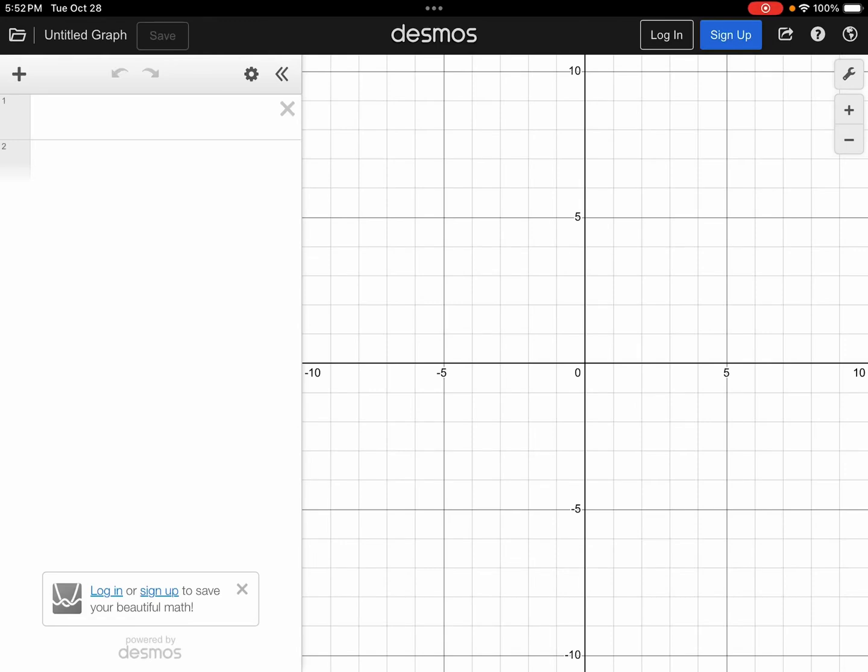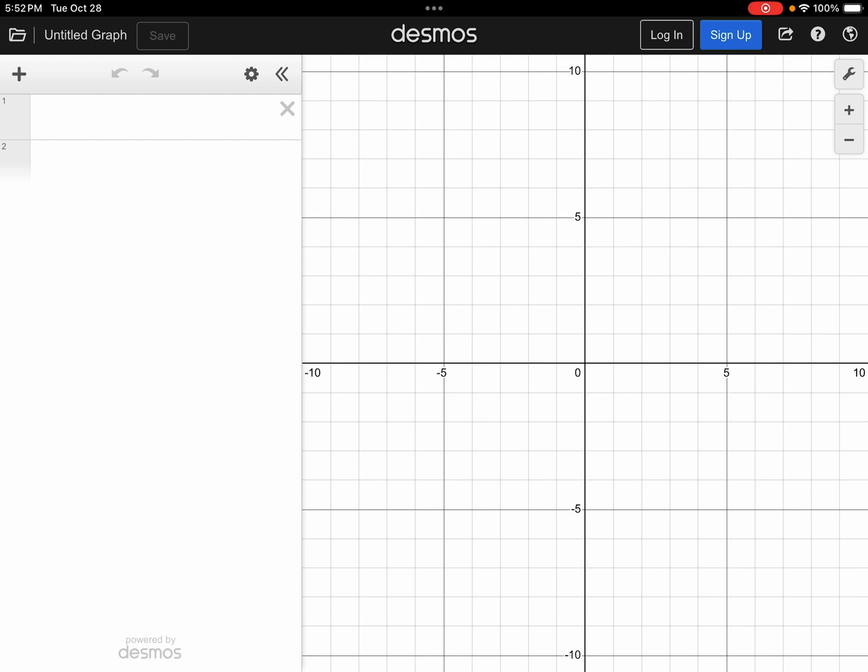So yesterday we looked at solving systems of equations by graphing, and when we were doing that, we graphed by hand. Okay, so today I want to show you how you can use an app called Desmos to help you graph these equations and find the solution of a system of equations.